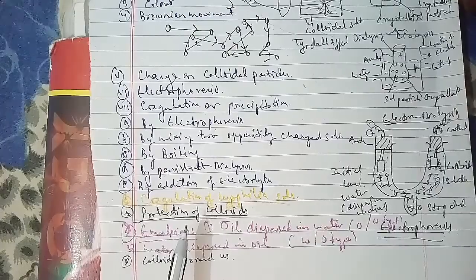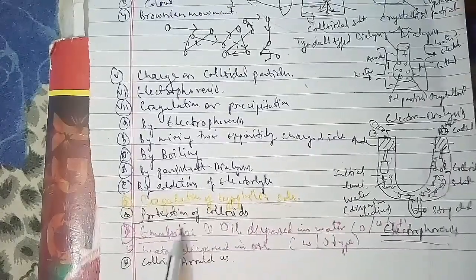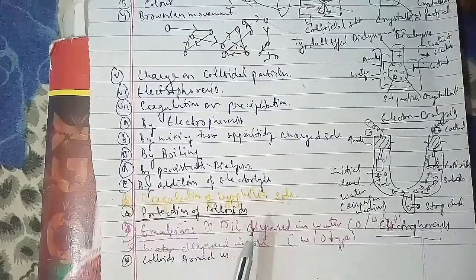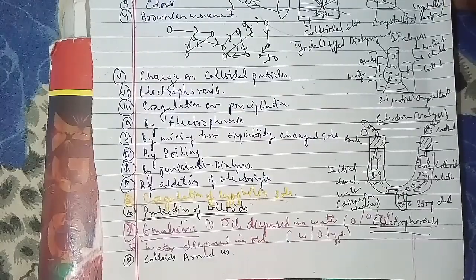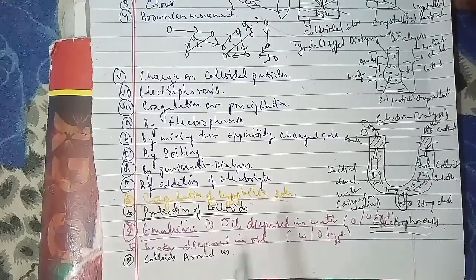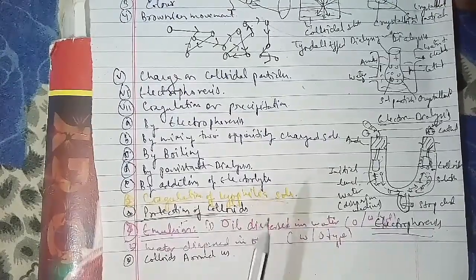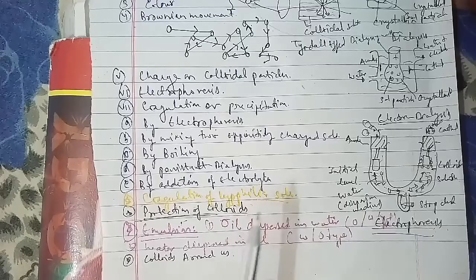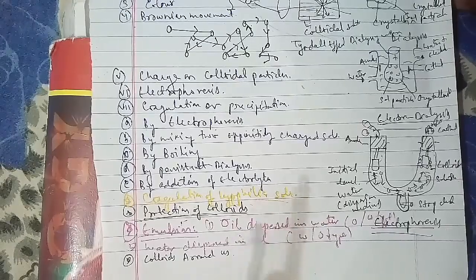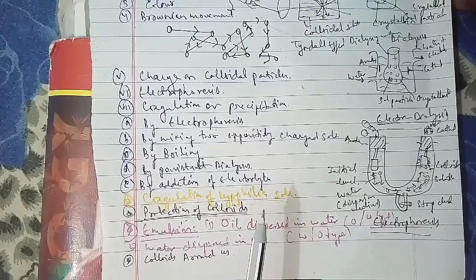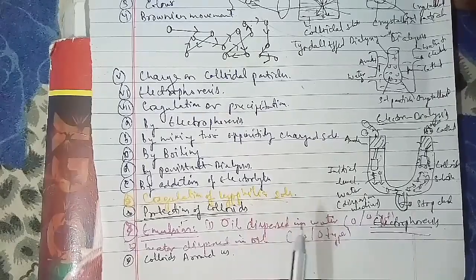The first is the blue color of the sky. Dust particles along with water suspended in the air scatter blue light, which reaches our eyes, and the sky looks blue in color.